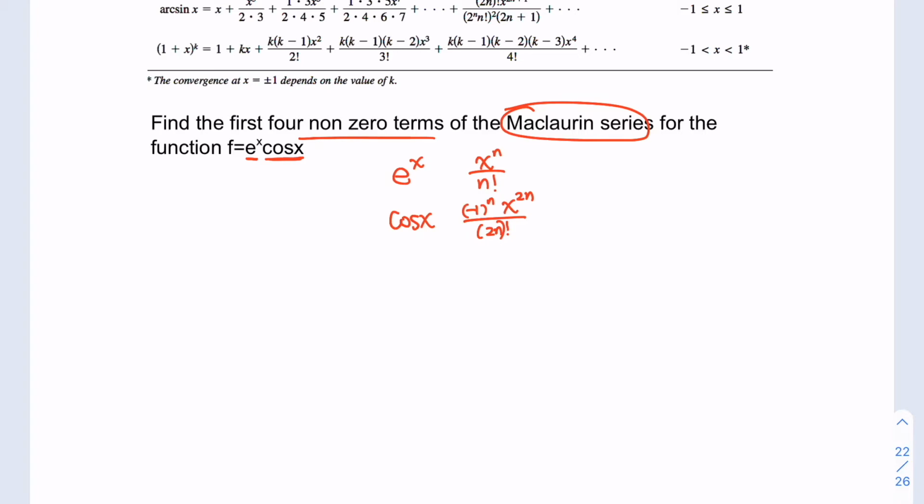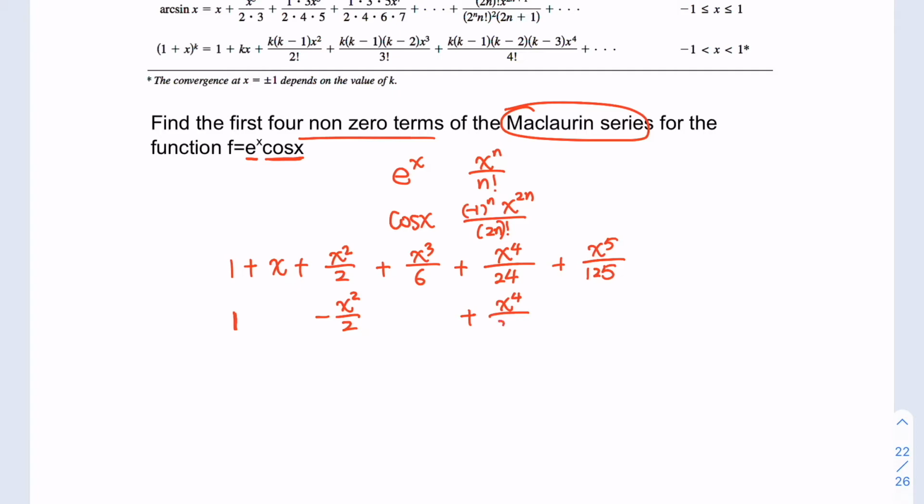So e to the x is 1 plus x plus x squared over 2, x cubed over 3 factorial, x to the 4th over 4 factorial, and x to the 5th over 5 factorial. And then we multiply by cosine of x, which is 1 when n equals 0, negative x squared over 2 when n equals 1, and x to the 4th over 24 when n equals 2.